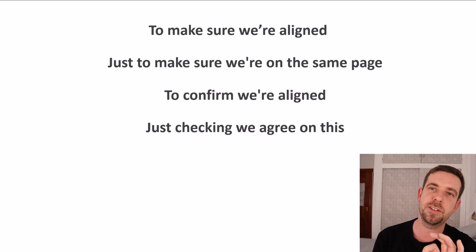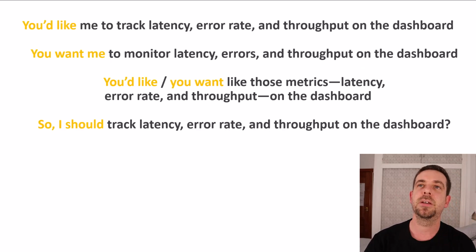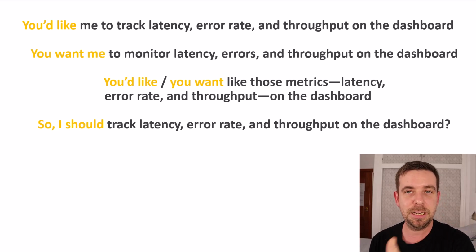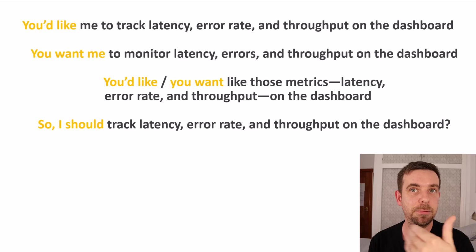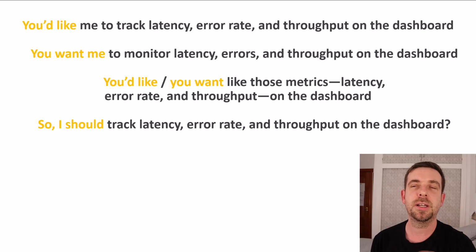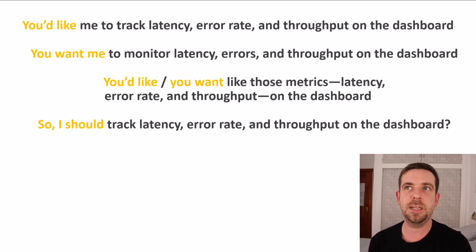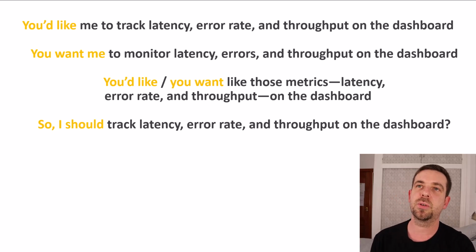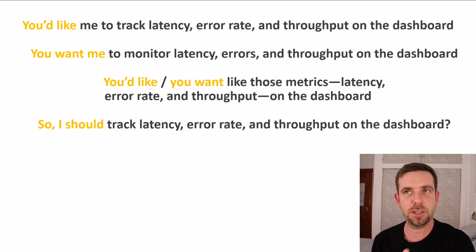So there's 4 different ways to start this template. Now, if you look here, we have you'd like me. So you'd like me is you would like me. You apostrophe D is a contraction of you would. You'd like me, you want me, you like those metrics, or so I should. So it's another way of starting your phrase to confirm. So you'd like me, you want me to monitor, you'd like or you want.